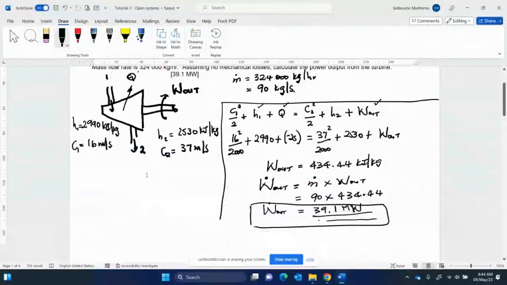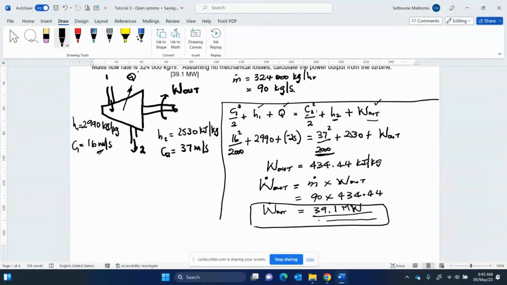When the formula is dimensionally homogeneous, it means that the units for each property are the same. Remember, this C1²/2 is the kinetic energy, and then this is enthalpy. So all the units here must be in kilojoules per kilogram. The work output is in kilojoules per kilogram. This H2 enthalpy is in kilojoules per kilogram. Now we have to convert meters per second squared to kilojoules per kilogram. Our velocity is in meters, not in kilometers. So to make it kilo, we divide by 1,000.